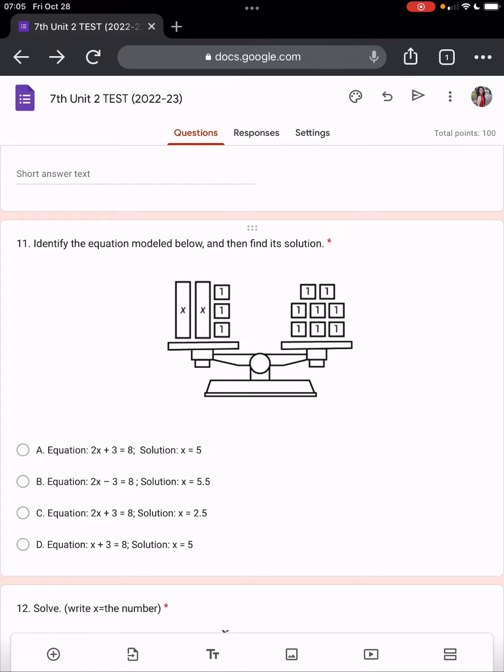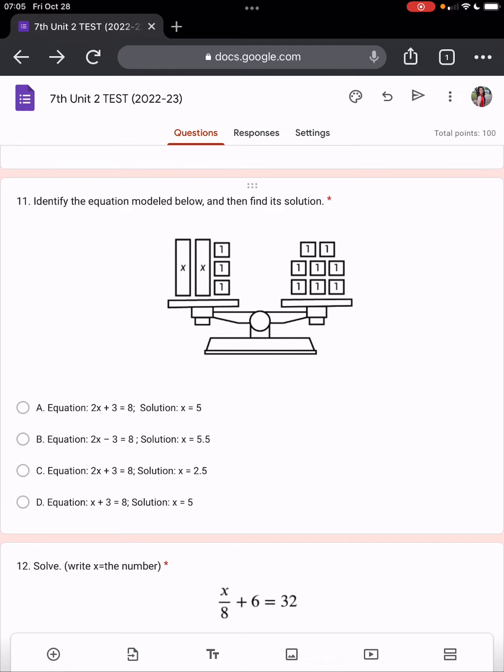Number 11, identify the equation modeled below, then find its solution. For number 11, I will not read the description for the scale. I will just read the answer choices.